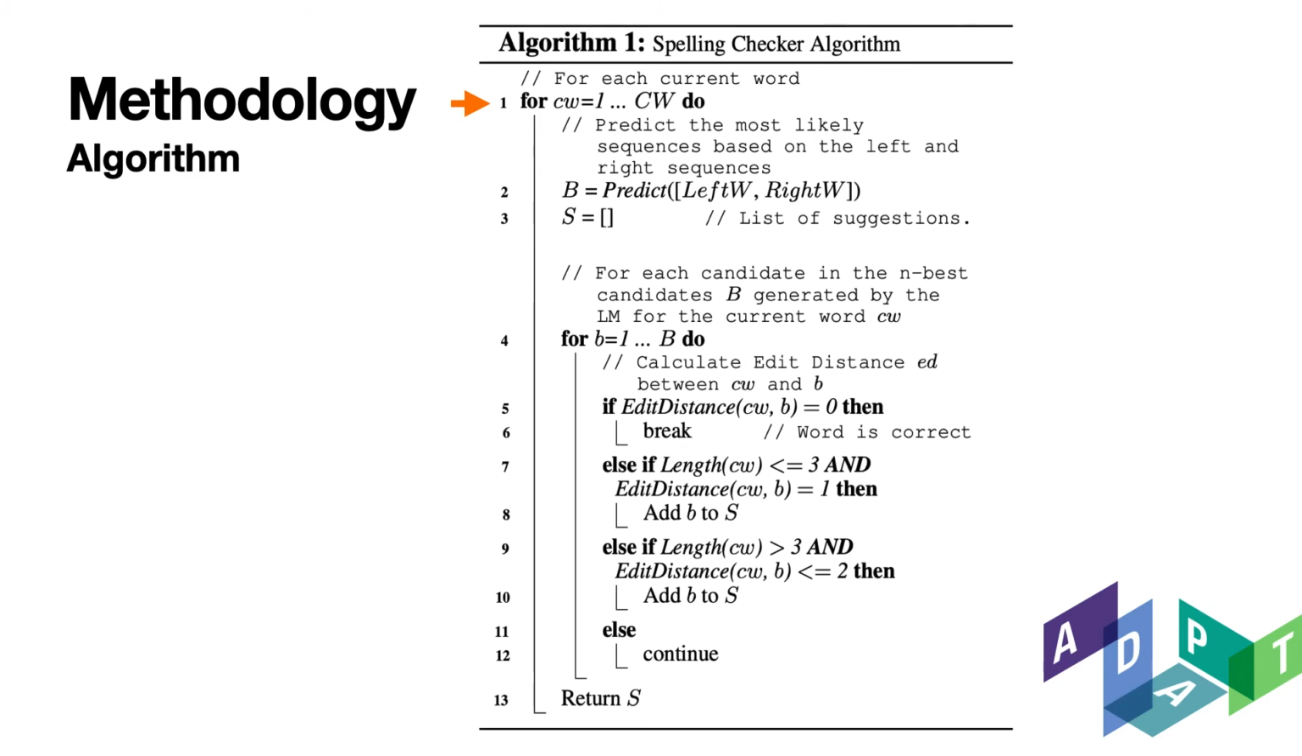So here is the algorithm of our spelling checker, and it depends on a dual input language model which checks a given input sentence word by word. And then it predicts the next word and generates a list of high-scoring candidates B, given both the left context and the right context of the current word. If the current word is not in the list, correction suggestions are offered based on the edit distance between the current word and the candidates in B.